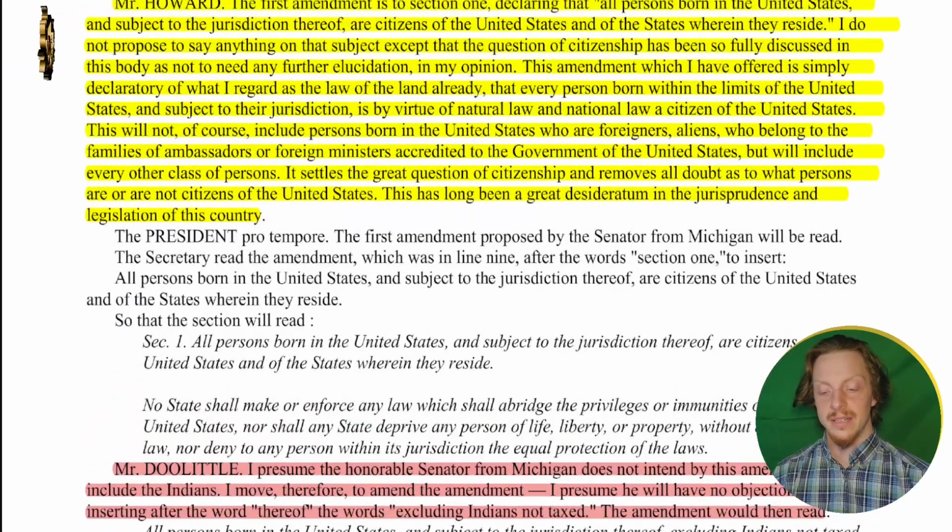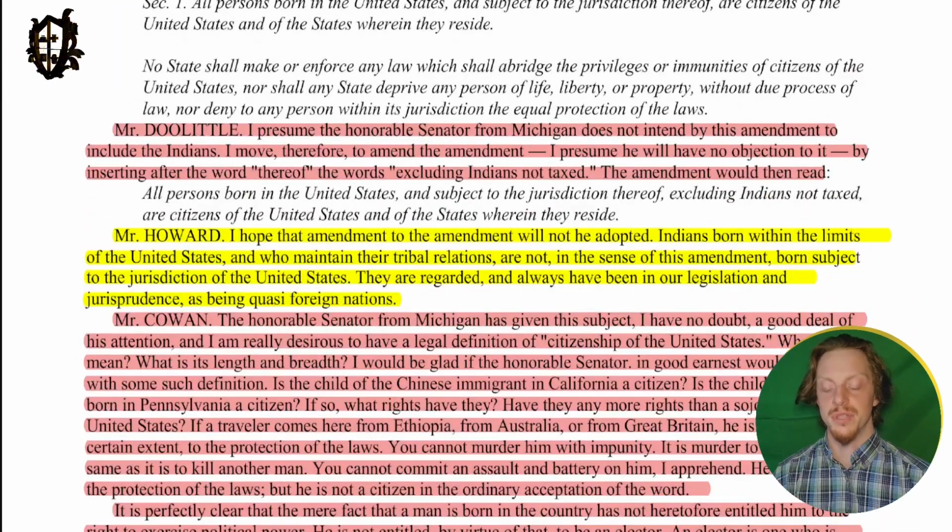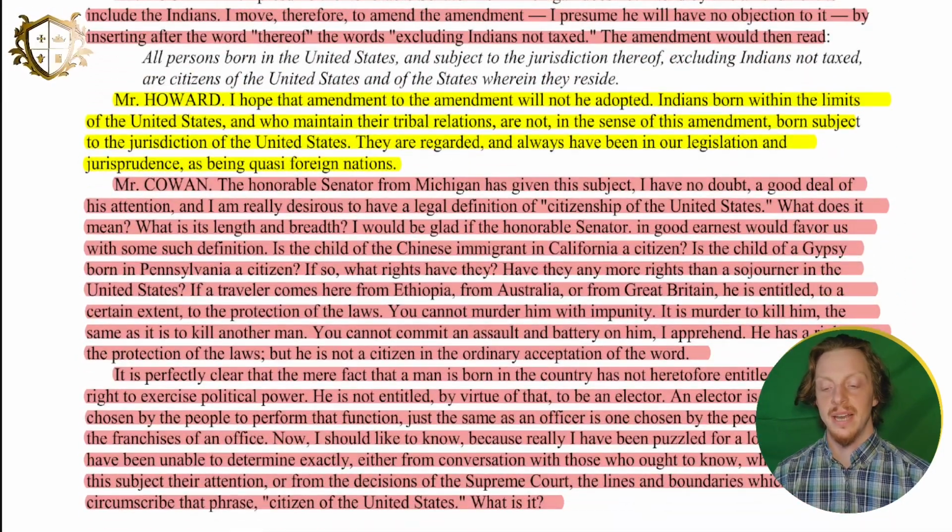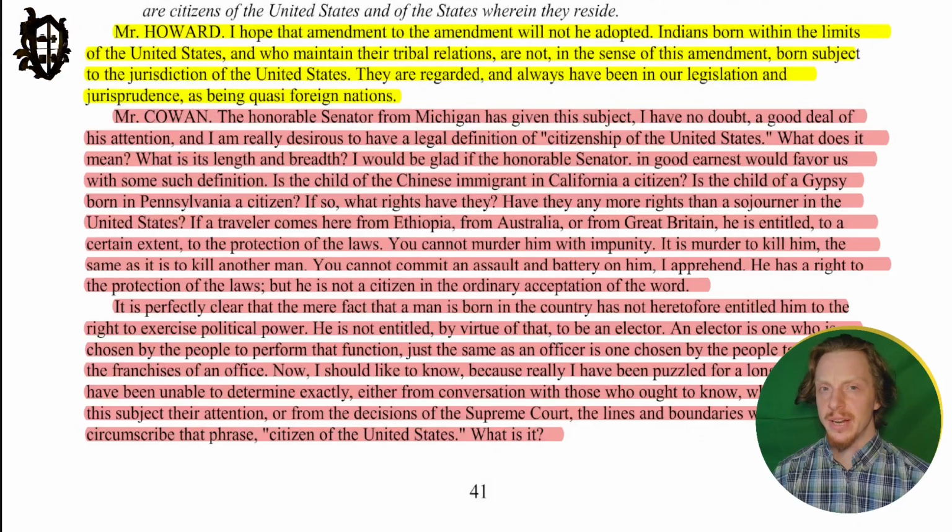That's sounding like a not so friendly statement to the previous statement that many think supports the anti-birthright citizenship position, because he's saying, and who maintain their tribal relations. So if you don't maintain your tribal relations and you are born within the limits of the United States, you could be a U.S. citizen. Well, Caleb, that's stretching that a little bit.